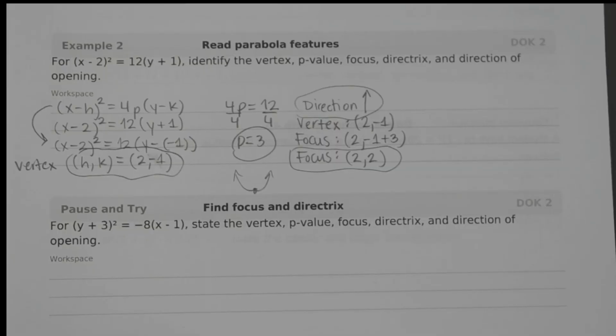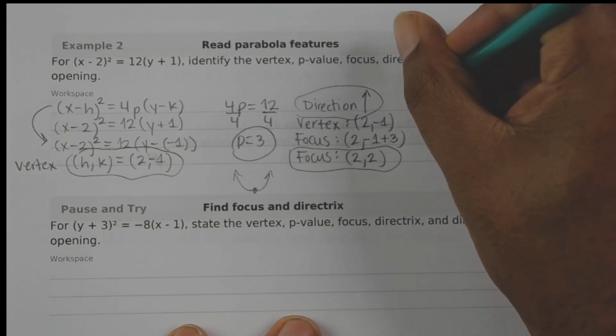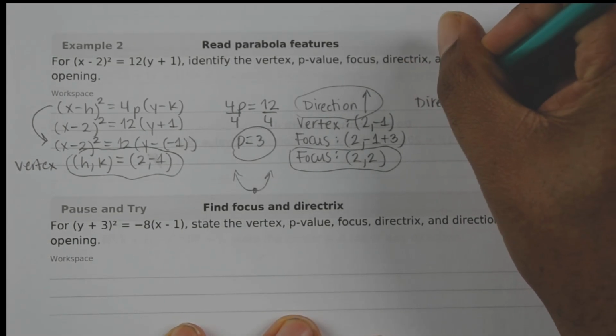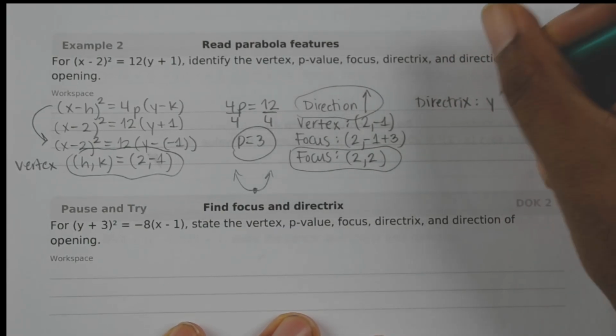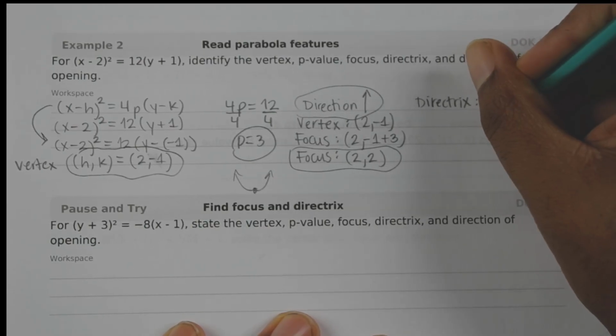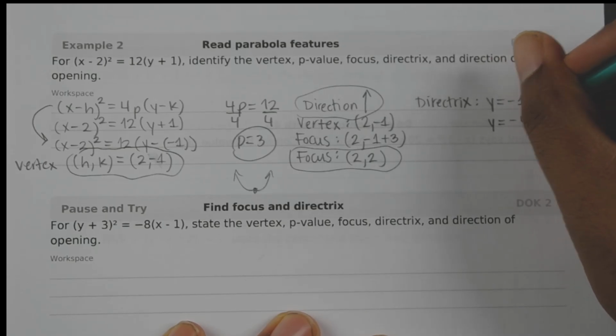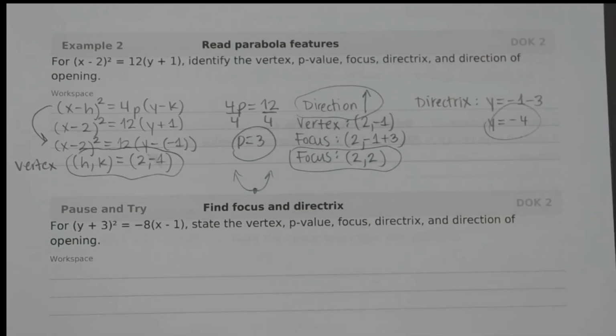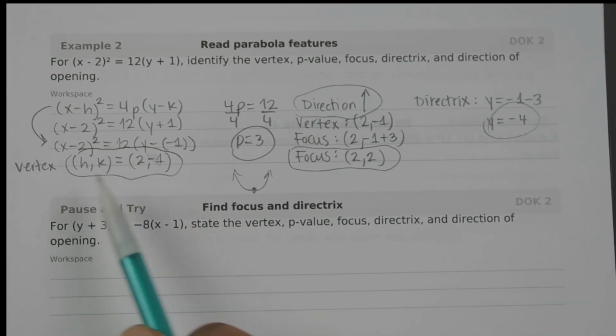Now the directrix is P units on the other side of the vertex. So since the focus is above the vertex, the directrix is below, right? So the directrix is essentially y equals -1 minus 3, which is y is equal to -4. Okay, so the final answers are the vertex is as follows.